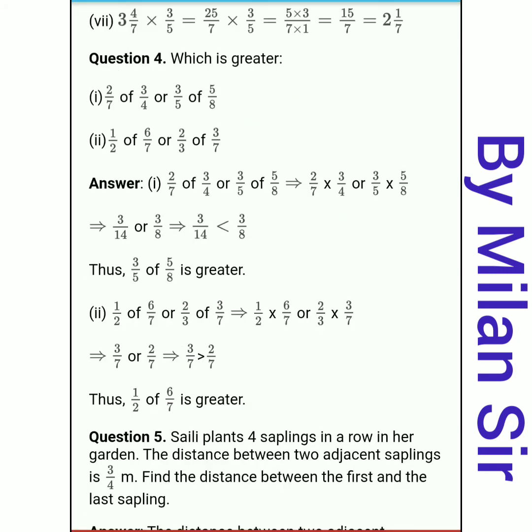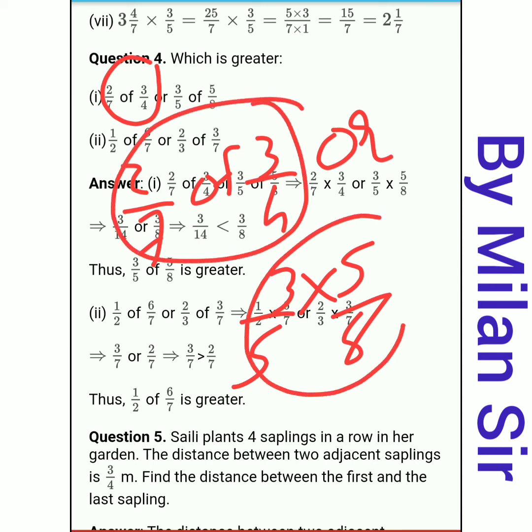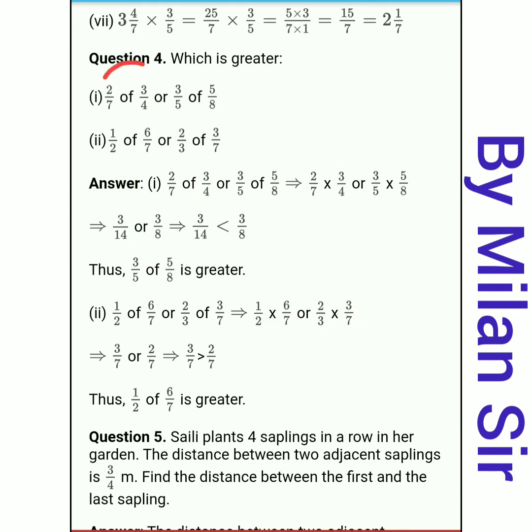then question number 4. First of all, read this question. It is which is greater? Right, internally two questions are there. First question, 2 by 7 of 3 by 4 or 3 by 5 of 5 by 8. Right, so we have these two questions, and from that we need to tell which is greater. Okay, 2 by 7 of 3 by 4, it is our first part, and second part is 3 by 5 of 5 by 8.